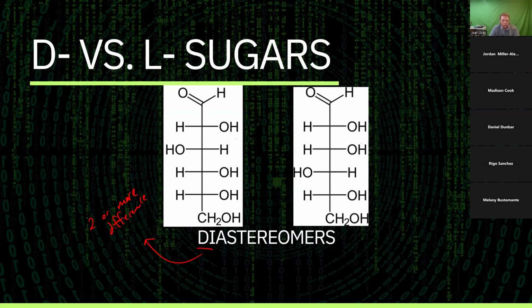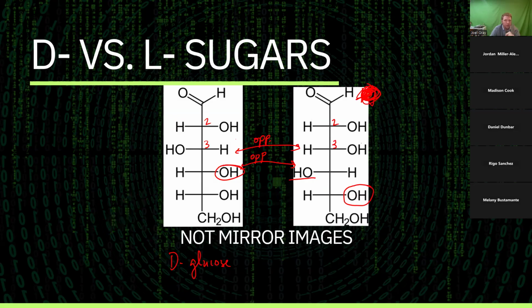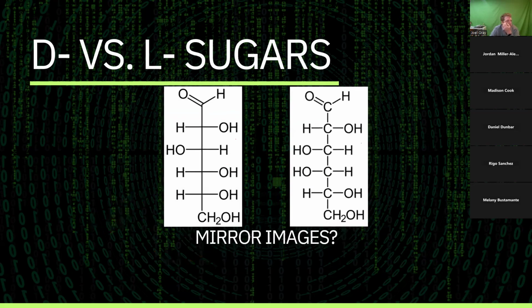Okay, now what we have is D sugars versus L sugars. They are mirror images of one another. Diastereomers, not mirror images of one another, and you've got differences. Now, what about this right here? Okay, so on the left-hand side, we have D glucose. Compare these two structures and tell me how many carbons have hydroxide groups on different sides of the molecule. Tell me the number of differences, basically.